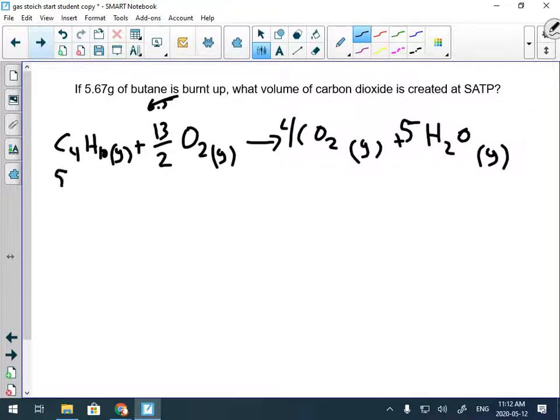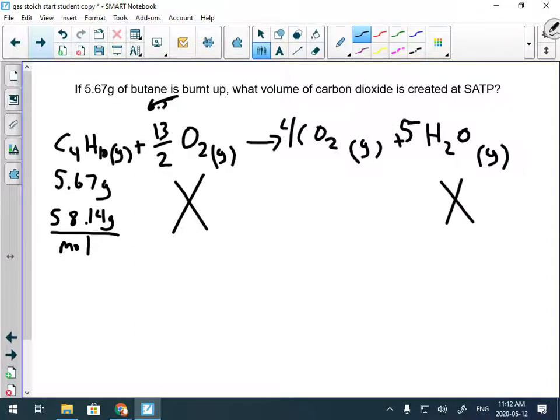Same thing. All right, so we got 5.6 grams of butane. What goes with mass? Molar mass. So I need the molar mass of butane. That gives me 58.14 grams per mole. Okay. Don't need anything to do with oxygen. Don't need anything to do with water, but it says the carbon dioxide is at SATP. Now, I know not everybody probably remembers that, but SATP is 24.8 liters per mole. Okay. 24.8 liters per mole.